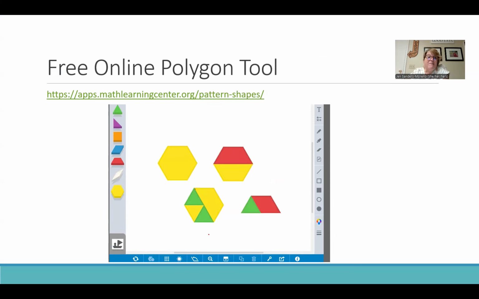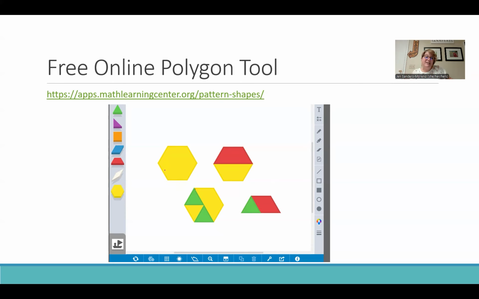Okay. Speaking of mathlearningcenter.org, they actually have about, I think, maybe 12 different apps. This is another one. It's a pattern app. So you can come over here, you can choose different shapes. What I like about this is that each shape has a different color. So this hexagon is yellow, the trapezoid is red, the rhombus is blue, the square is orange. What I also like is as you hover over it, it says those words. So if I hovered over this, it would say yellow hexagon.